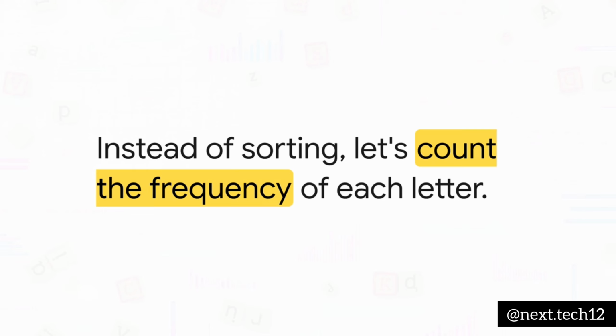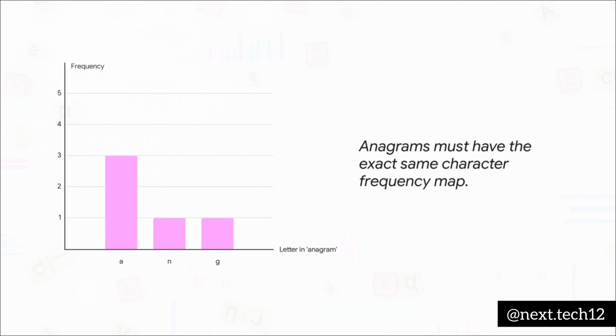We can get faster by just shifting how we think about the problem. Instead of caring about the order of the letters, let's just focus on the quantity of each letter. We're simply going to count every character. So instead of sorting, we just count them up. For a word like anagram, for example, we'd build a little frequency map. It's got 3 A's, 1 N, 1 G, and so on. So the new rule is this. For two words to be anagrams, their character frequency maps have to be absolutely identical.